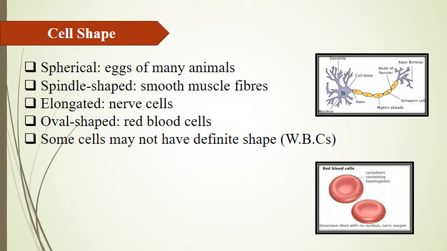Next, cell shape. Every organism has a different shape of cell, and those shapes are spherical, spindle shaped, elongated, oval shaped. Some cells may not have any definite shape. Here I have given you two pictures. In the first picture you can see a neuron, or we can say nerve cell, and these are elongated. In the second picture you can see RBCs, and these are spherical shaped.